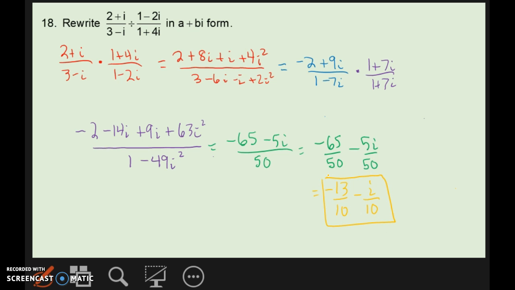So we looked at a lot of different things: how to divide by multiplying by the conjugate, how to simplify something with an imaginary number in the denominator, and then combining fractions with either addition or subtraction, and then dividing fractions within fractions.